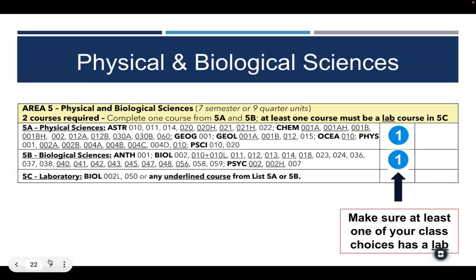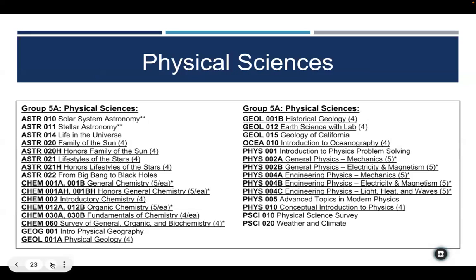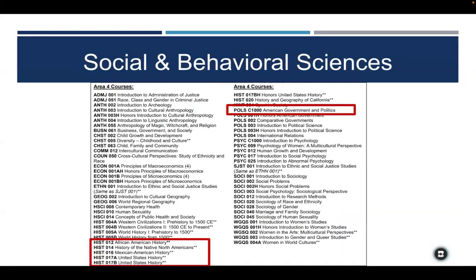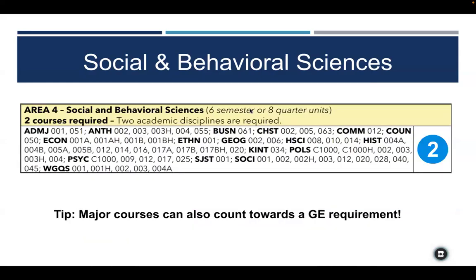So let me give you an example. Let's say you're a biology major and you are going to take biology 11, human biology, biology 45, microbiology, biology 47, anatomy, and biology 48, physiology. So you've taken four classes, so that would total the seven. But because they're all in one area, we would need to take one more class. So we might take a class in area 4 or a class in area 3.